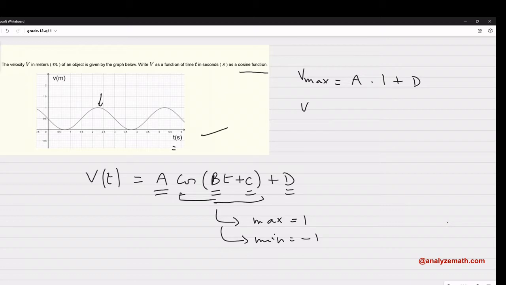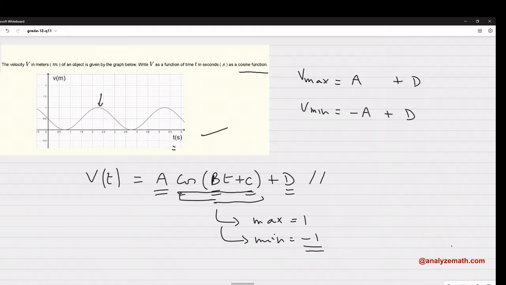Now let's go to v minimum. Now this expression here, the v is minimum when the cosine is equal to -1. So v minimum is equal to a multiplied by -1. That gives me minus a plus d. Now this one here, we can take it out. So it's a plus d.